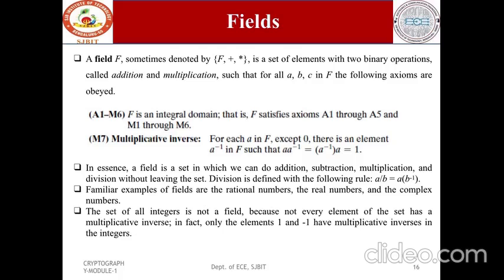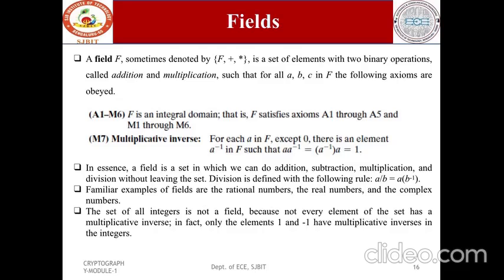Hello everyone. Welcome to the course on cryptography. In the third module, now we are going to discuss fields. A field F, sometimes denoted as {F, +, ×}, is a set of elements with two binary operations called addition and multiplication, such that for all a, b, c in F, the axioms from A1 to M6 are obeyed.